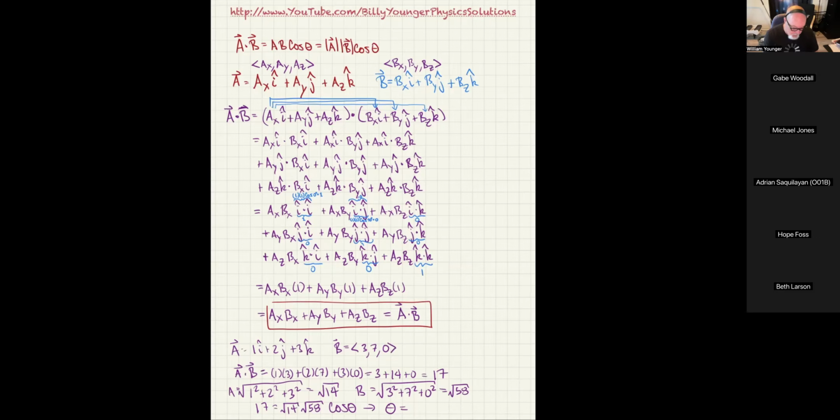Square root of 14 times square root 58. And now that, oh, finally. So I got cosine theta is equal to 0.596583. Now I'm going to take the inverse cosine of that, and that gives me 53.537 degrees. So that's a typical problem you should be able to do with dot products.